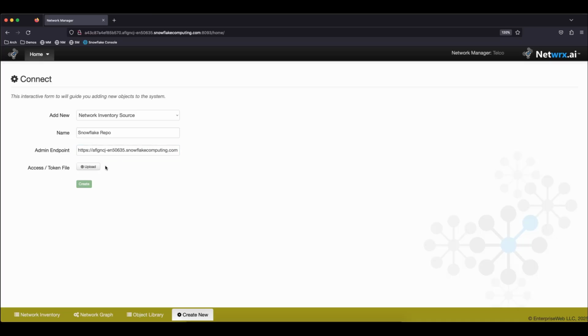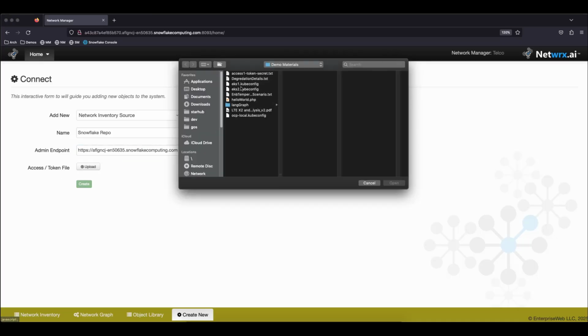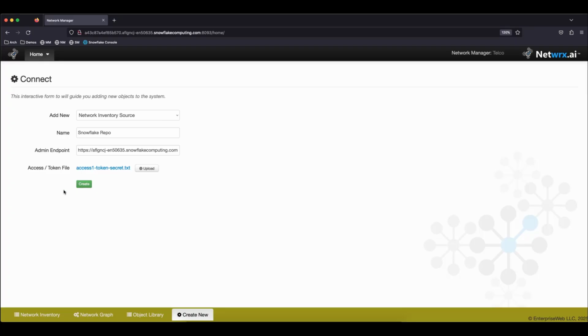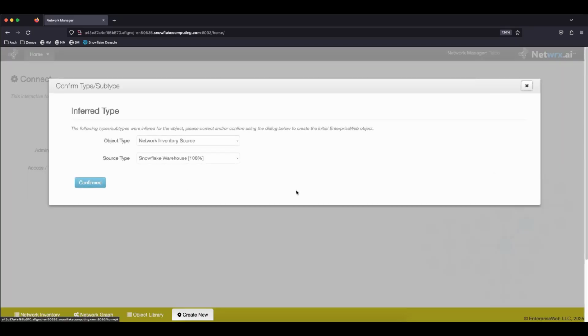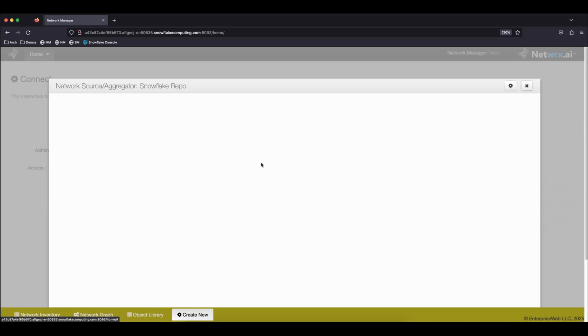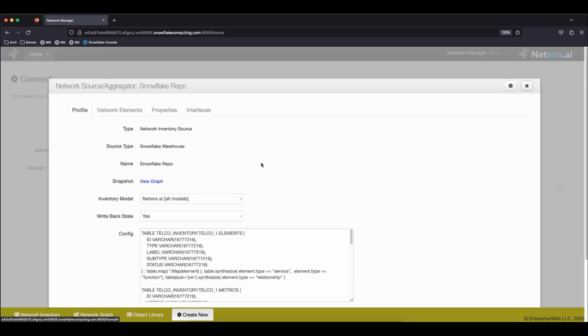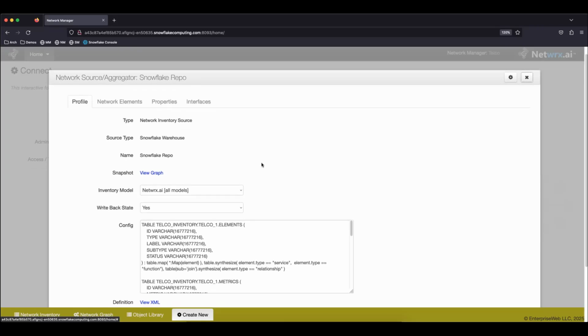All I have to do is specify the connection details, a token so that I can connect. And just like that, the system is able to identify the type of workload that we're going to be working with, so Snowflake warehouse. And once we confirm, almost instantly, the system has interrogated the data that was over in Snowflake. It didn't move them or anything like that.